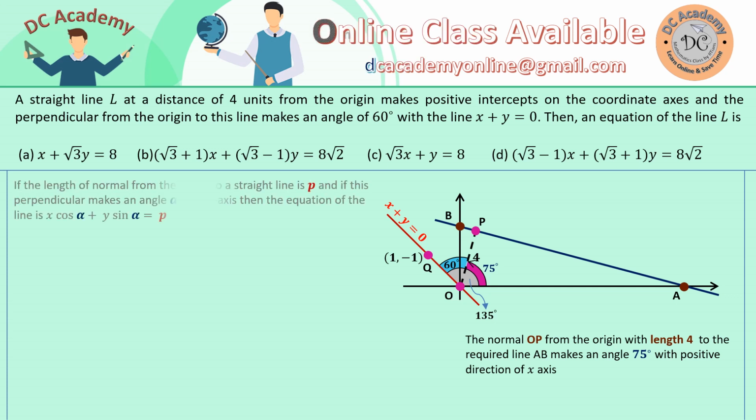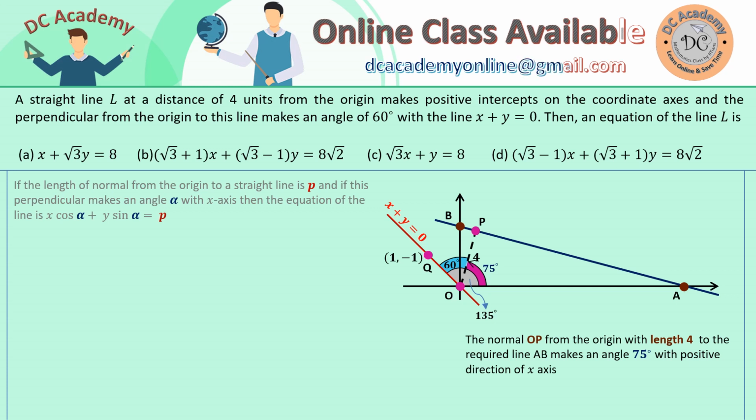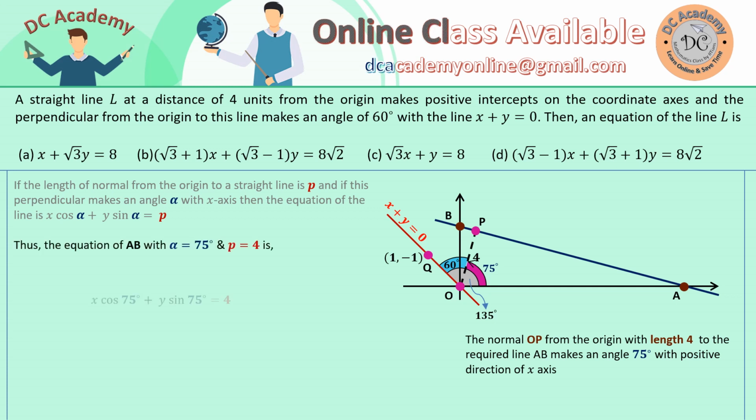So here we proceed and recall the equation of a line in normal form. We know that if the length of the perpendicular, here OP, is p, and it makes an angle alpha with the positive direction of the x-axis, then the equation can be written as x cos alpha + y sin alpha = p. So see that here p is 4 and alpha is 75 degrees. So therefore we get the equation in a very simple form. Now see that our job is to find the equation of AB and we're done with that.